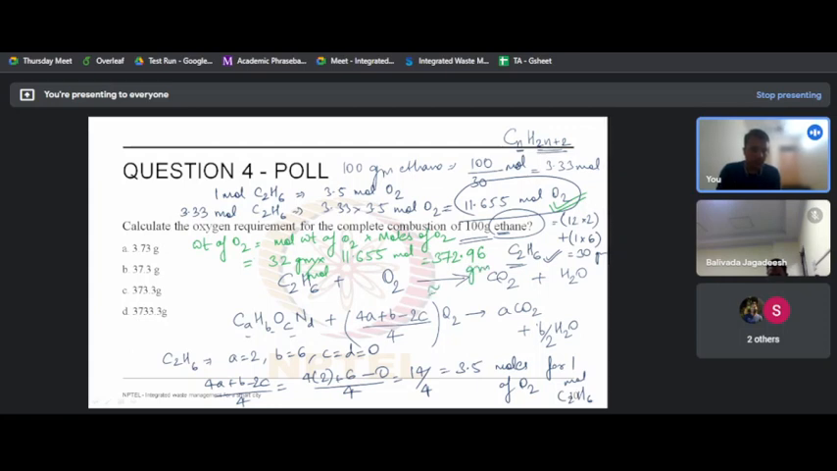So we can round it off to around 373 grams. So this is the oxygen requirement for 100 grams of ethane. So the answer will be option C.